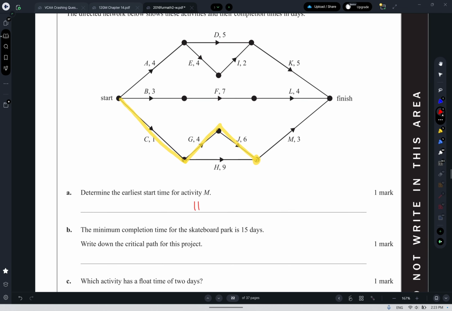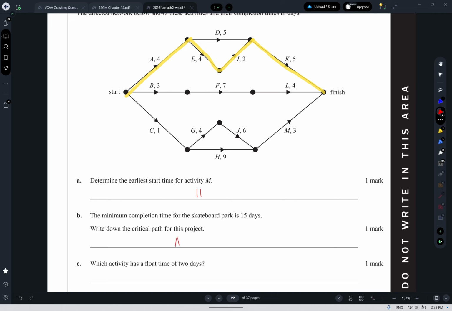The critical path is 15 days, so we just have to find a route through the graph that takes 15. We know it's 11 plus 3, which is 14, so we don't have to check the bottom one. Through the middle, it would be 3 plus 7 is 10, plus 4 is 14. So through the top, it's going to be 4. 4 plus 4 is 8, plus 2 is 10, plus 5 is 15. So the critical path would be AEIK.